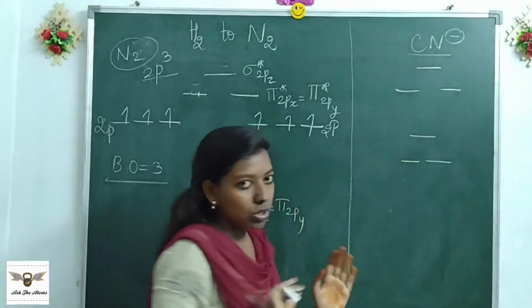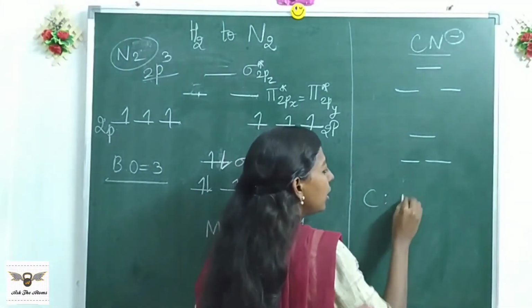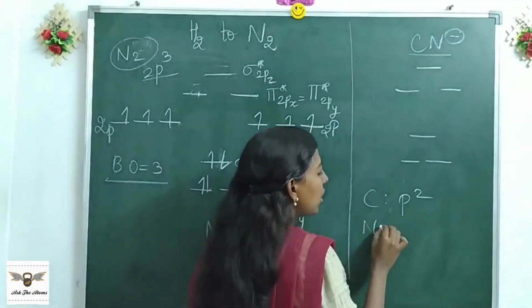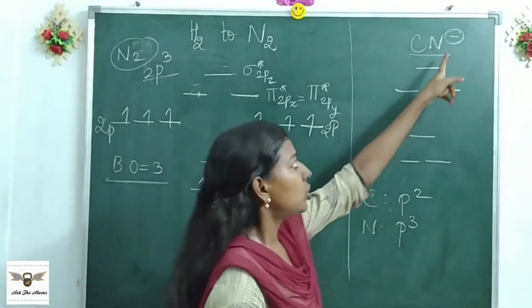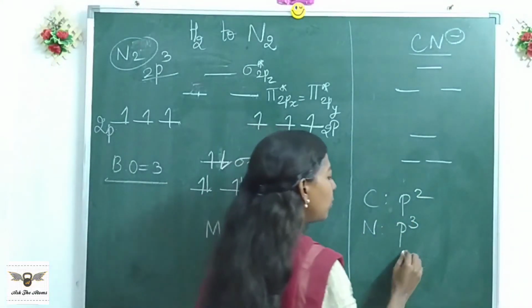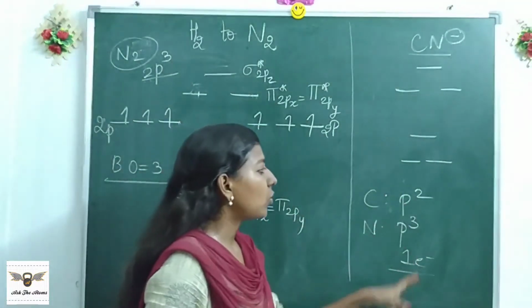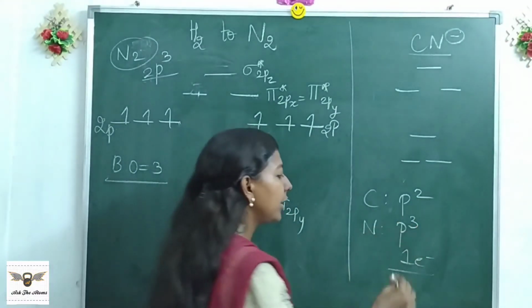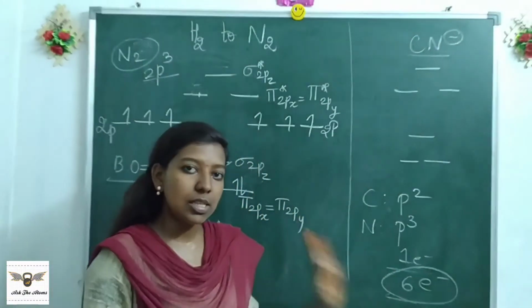Carbon. Count the electrons. For carbon, how many p electrons are there? P2. For nitrogen, how many p electrons? P3. And you see there is a negative charge, minus. So I have to add one more electron because of the negative charge. Now sum up the electrons. 2 plus 3 plus 1. It is 6 electrons. So this sum is enough for me. Just this you have to find.